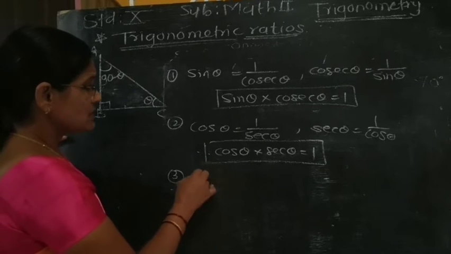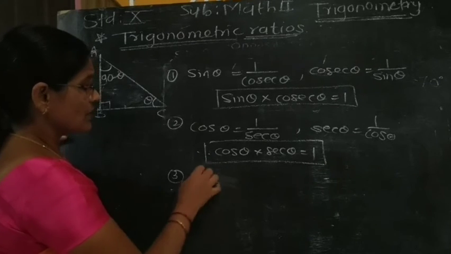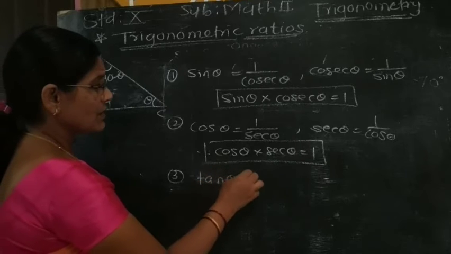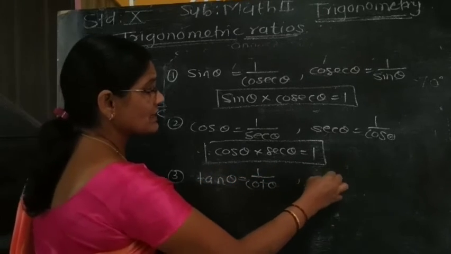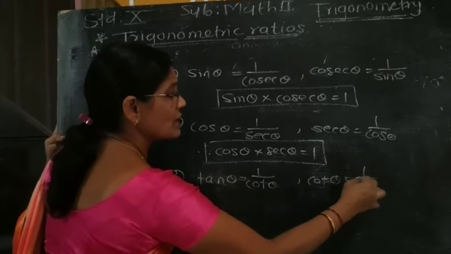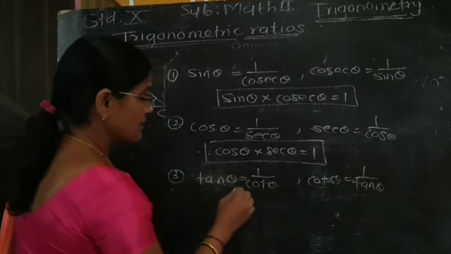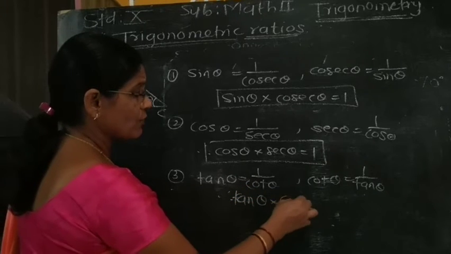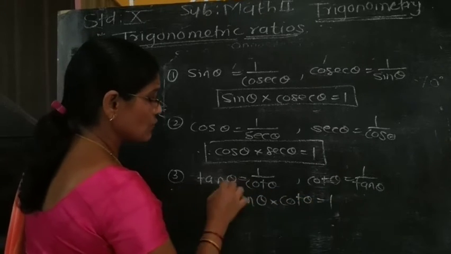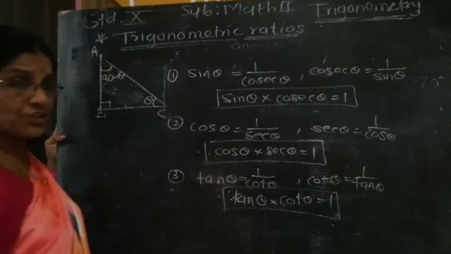Third, tan theta is equal to 1 upon cot theta, or cot theta is equal to 1 upon tan theta, and by multiplying we get tan theta multiplied by cot theta is equal to 1. This is also one of the relations.